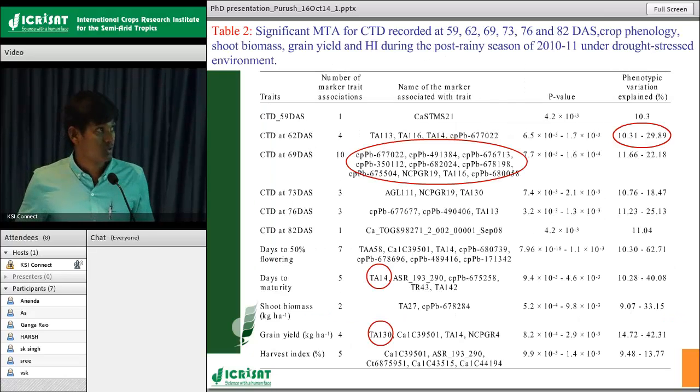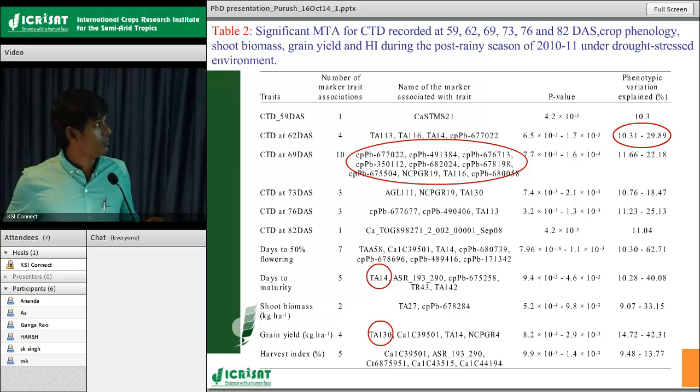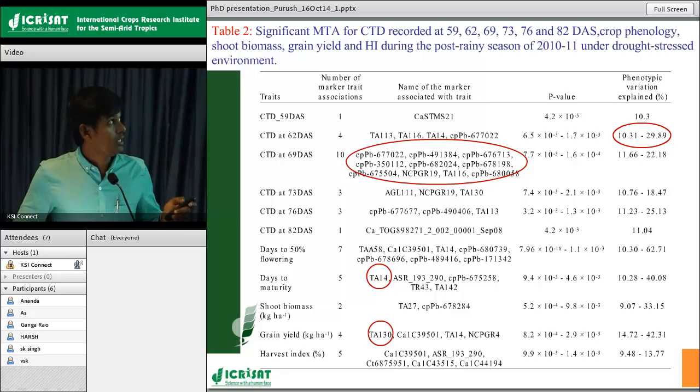The marker trait association was also carried out for those 84 genotypes using 1849 markers. For CTD it gives 22 markers, but the maximum number of markers were present for CTD measured at 69 days after sowing. It showed 10 markers, but the highest level of phenotypic variation was explained by the CTD measured at 62 days after sowing. There were interlinked markers like TA14 and T13 that are also responsible for phenology as well as grain yield, appearing with the CTD.